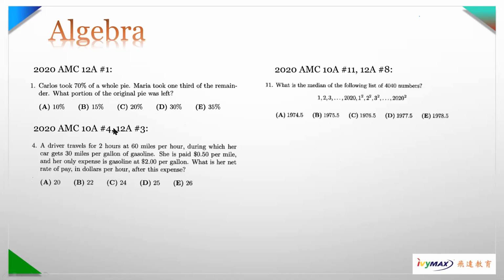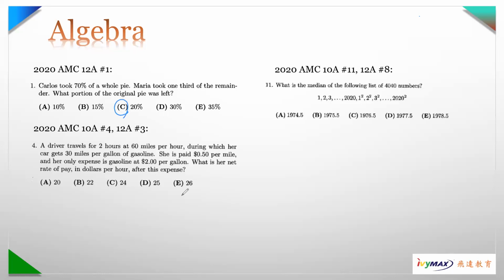Next screen here, starting from the first question in the 12. This is also a pretty easy question for the percentage, right? So someone took 70% of the whole pie and the other person takes 1/3 of the remainder. So what portion of the original one was left, right? So this one should be a piece of cake. So the answer is C.